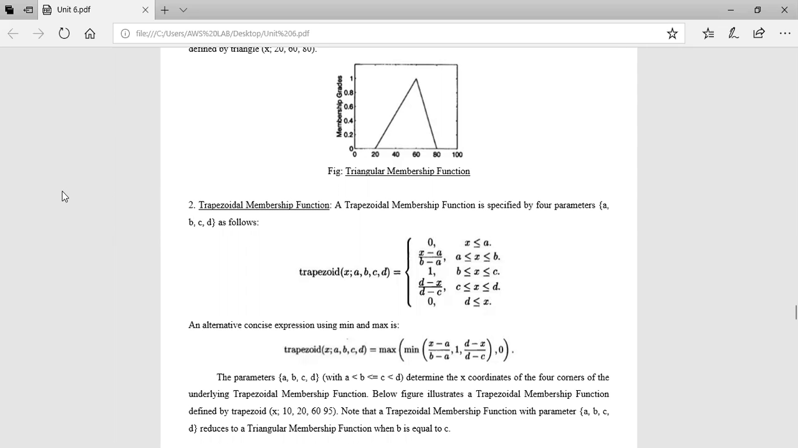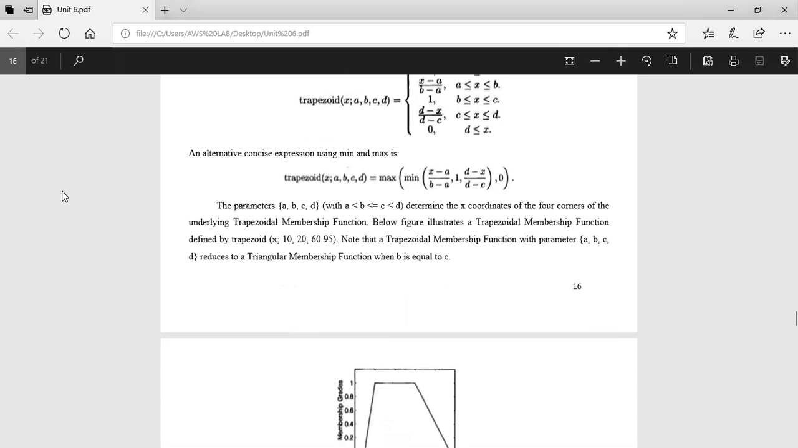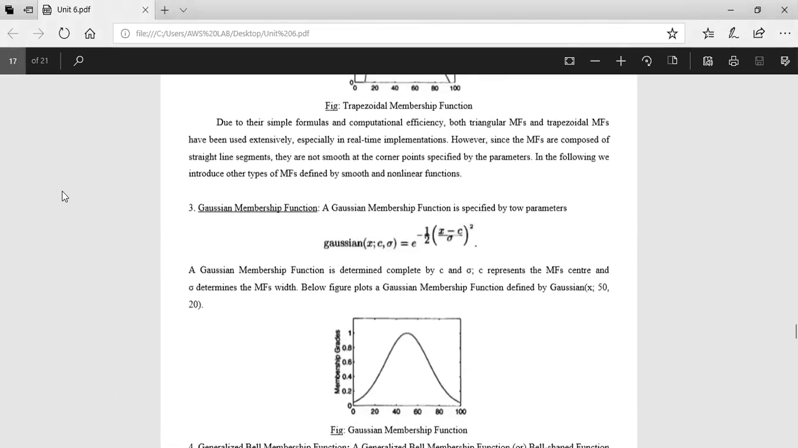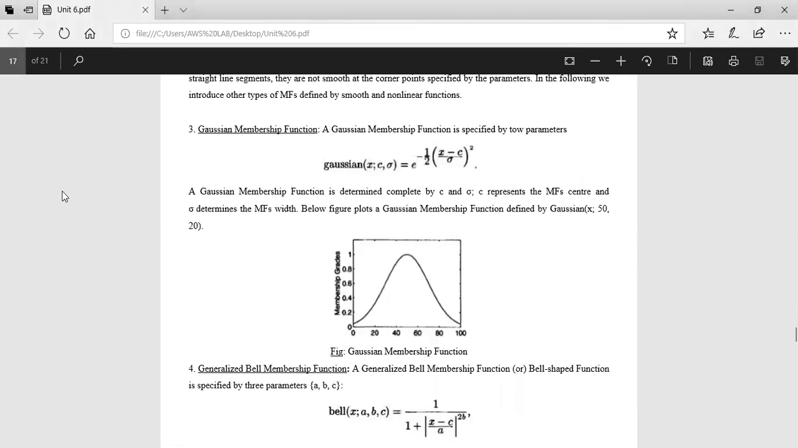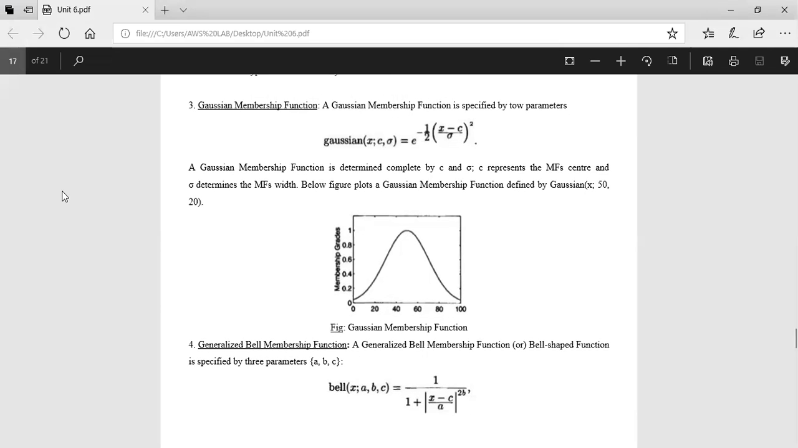So the third one is Gaussian. For the Gaussian membership function, we have one equation. Note down the Gaussian membership function as well.